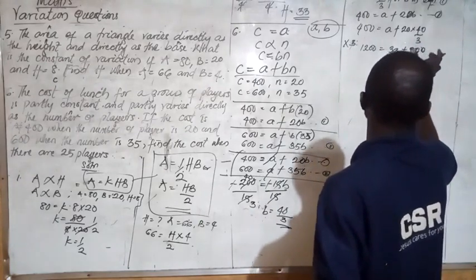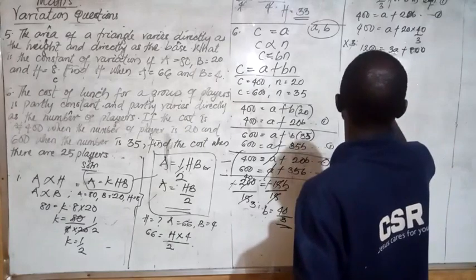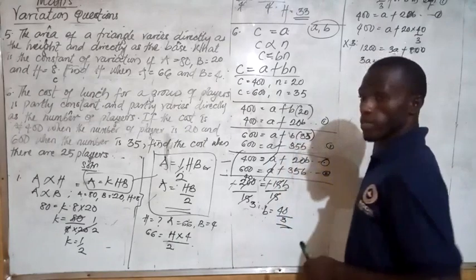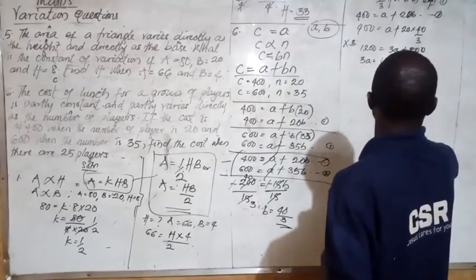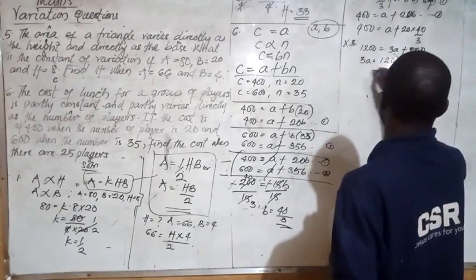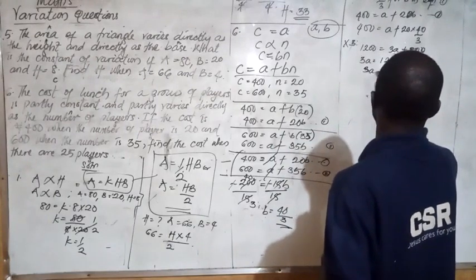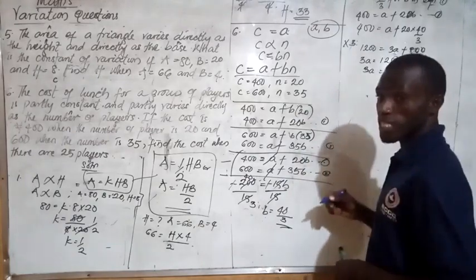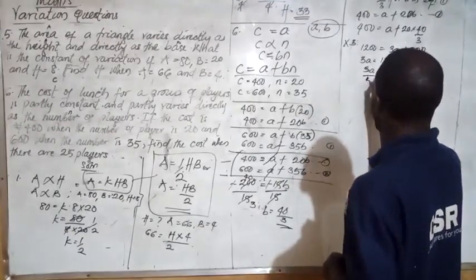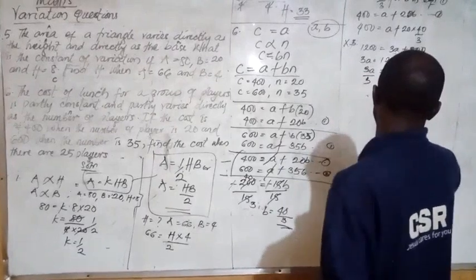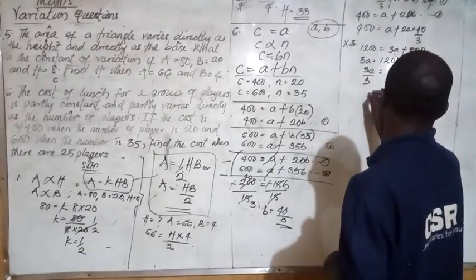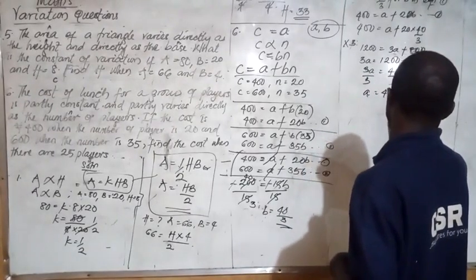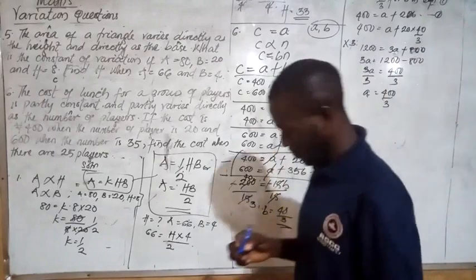So that we have, this is going to come here, so we have 3A. We're going to collect like terms now. 1,200 minus 800. So we have 3A equals this minus this is going to give you 400. So we divide both sides again by 3. When we divide both sides by 3, we're going to have A equals 400 over 3.